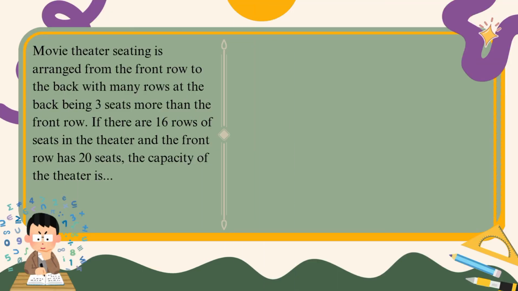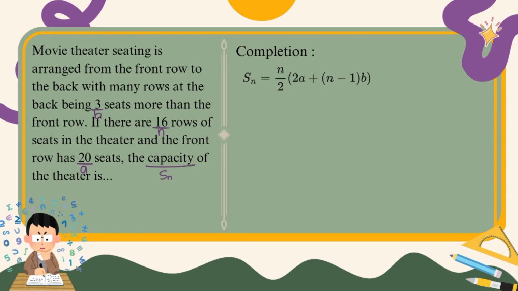Next question. Movie theater seating is arranged from the front row to the back, with each row at the back having 3 seats more than the front row. If there are 16 rows of seats in the theater and the front row has 20 seats, the capacity of the theater is... The completion: 3 is B, 16 is N, and 20 is A. And the question is capacity. The capacity is Sn. In this problem, we will find S16.